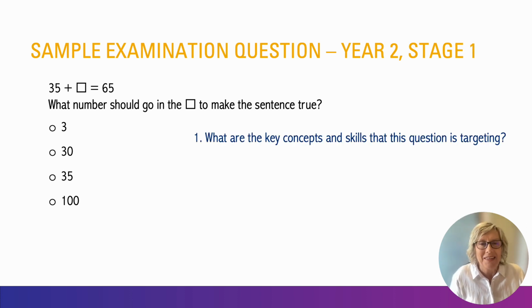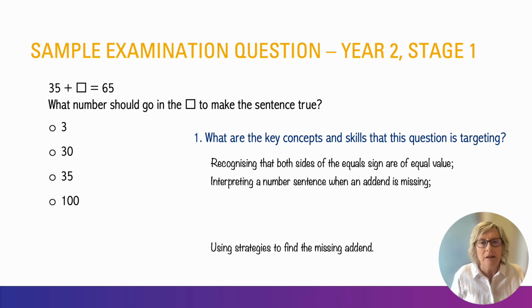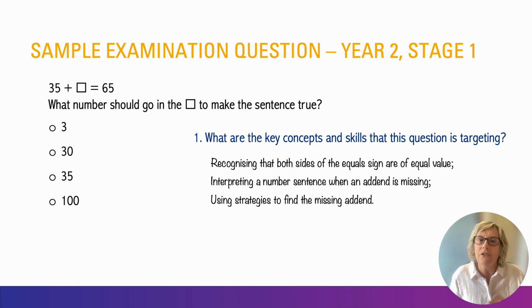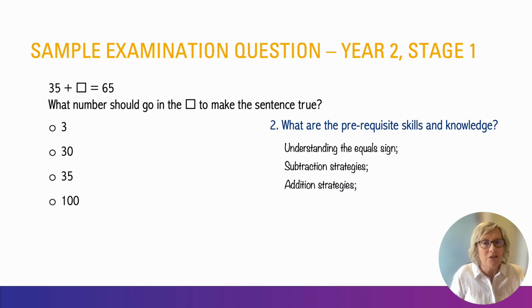Well, welcome back. The key concepts and skills that this question targets is recognising that both sides of the equal sign are of equal value, interpreting a number sentence when the addend is missing, and finally using strategies such as subtraction, counting or partitioning to find that missing addend. So what are the prerequisite skills and knowledge for this question? Well, understanding that equal sign, subtraction strategies, addition strategies, and adding both 1 and 2-digit numbers.